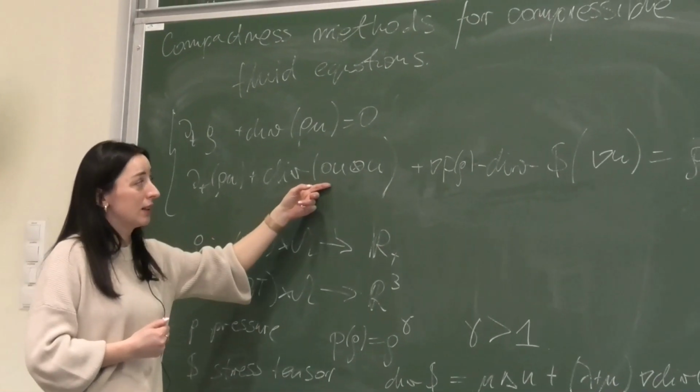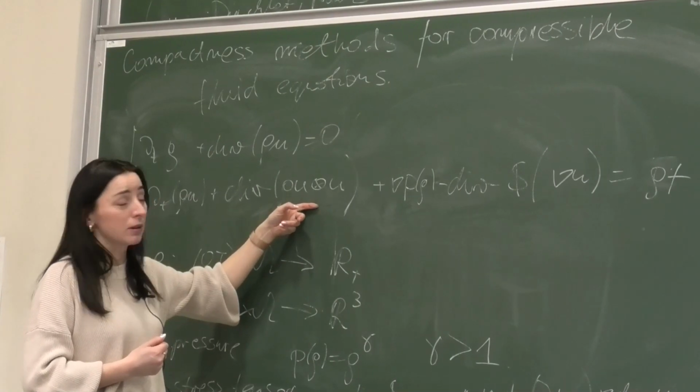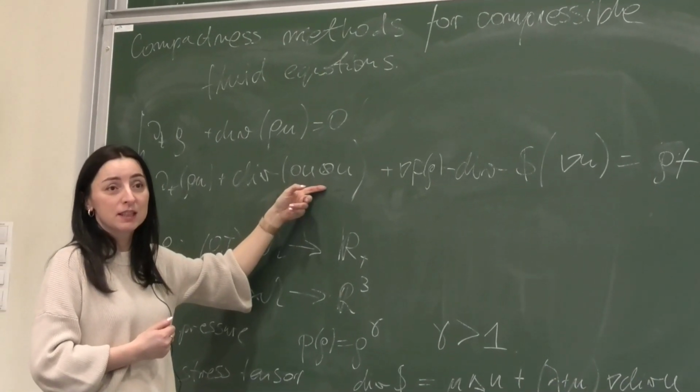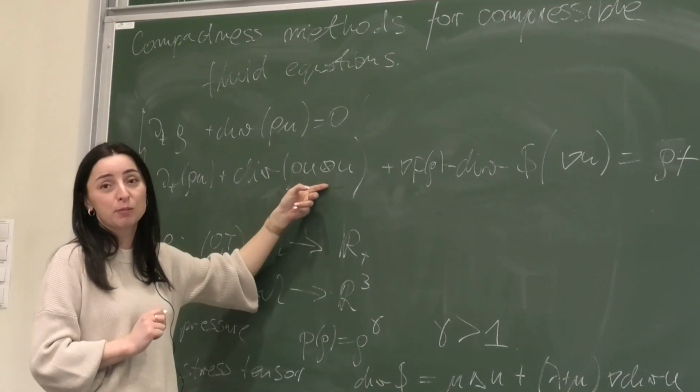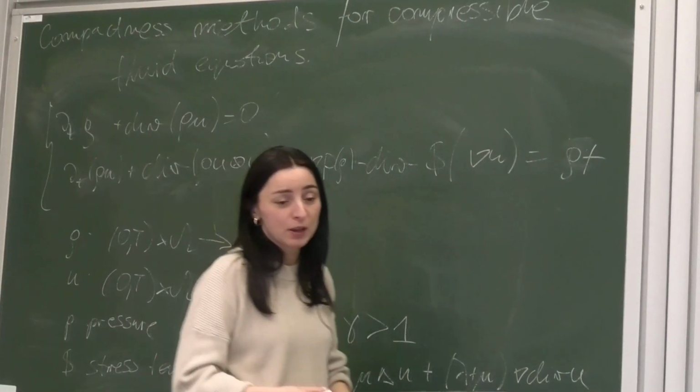The other nonlinearity, which is tricky, is this convective term. It's a quadratic nonlinearity with respect to velocity, but for this, we have very nice compactness methods, provided that the stress tensor is of that form. Okay, so to the point.